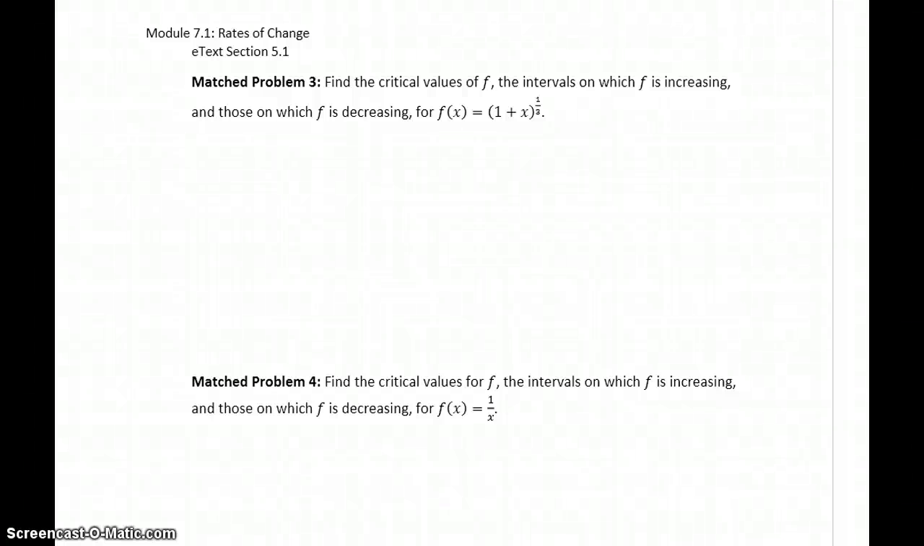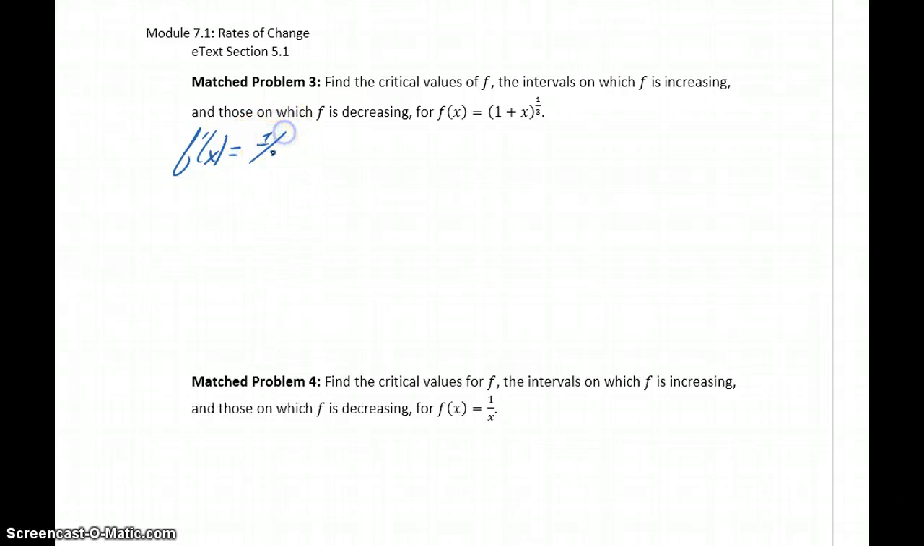In math problem 3, we want to do more or less the same thing we did in math problem 2. The only difference is going to be how we go about finding our critical values. So we still want to start off by finding the derivative of our given function. In this case, we have a composite function. We've got 1 plus x being raised to the 1/3 power.